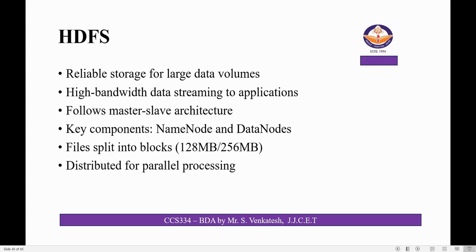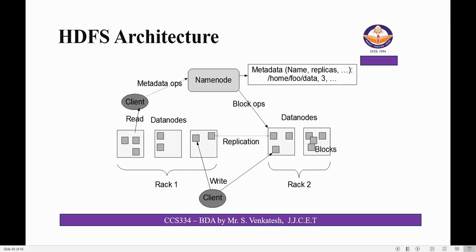It follows a master-slave architecture. There are two types of nodes. First one is the name node, second one is the data node. The files in HDFS are split into blocks. It may be 128 MB or 256 MB in size. They are distributed across various data nodes for parallel processing and fault tolerance.